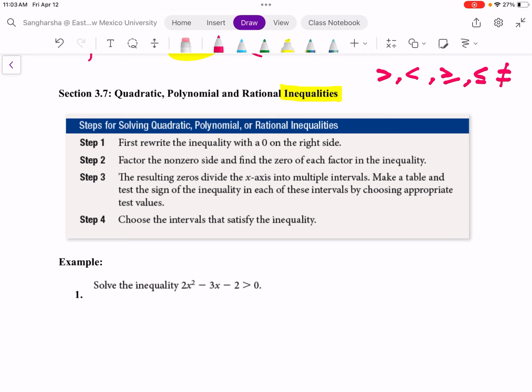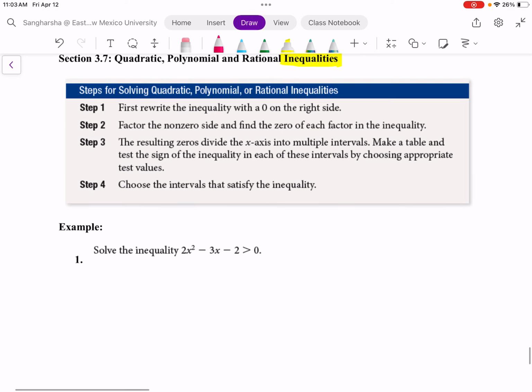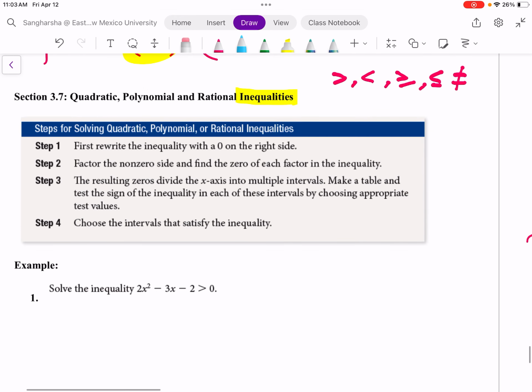Does it depend on the degree of the polynomial or rational? Now let me take a very simple example. Let me take the inequality x greater than 2. This is the simplest form of the inequality. Now what does this tell us? Our x is greater than 2, so every number which is greater than 2 is x. Now how many solutions do we have here? How many numbers do we have which are greater than 2? Infinitely many, right? So we have infinitely many solutions.